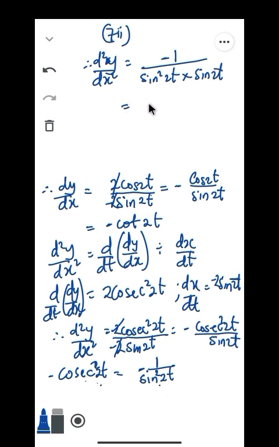Okay, so if we multiply this denominator, we should have -1 all over sine squared times sine, which is sine cubed 2t. I think that is the answer. That's the second derivative of that function.